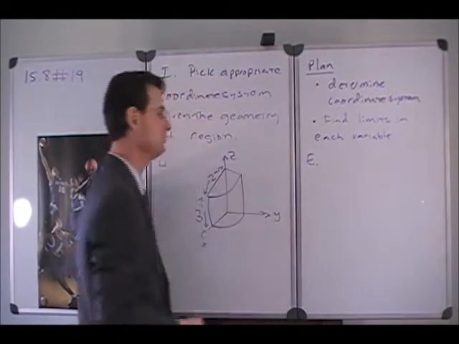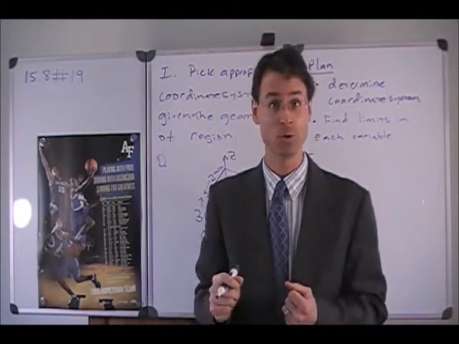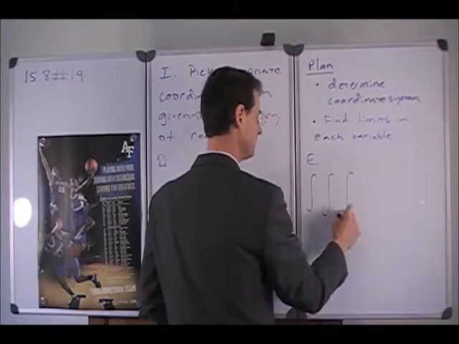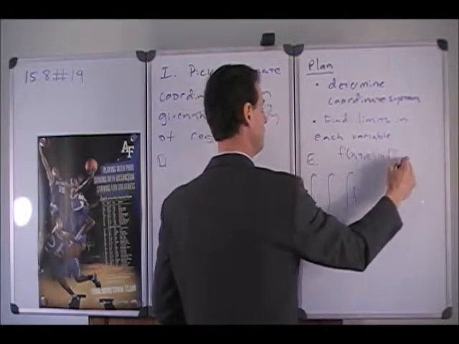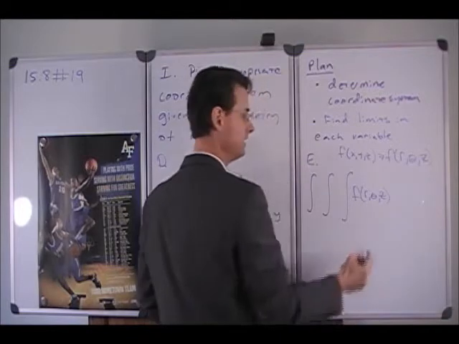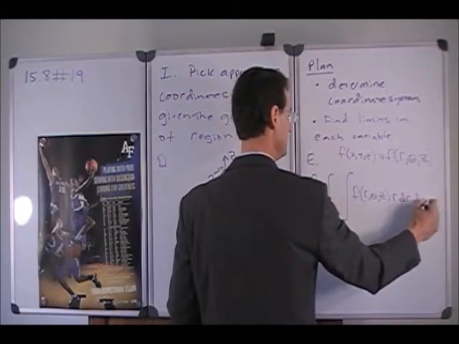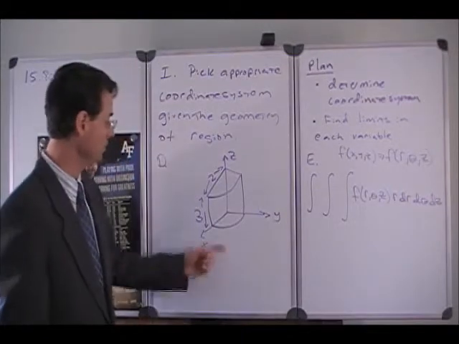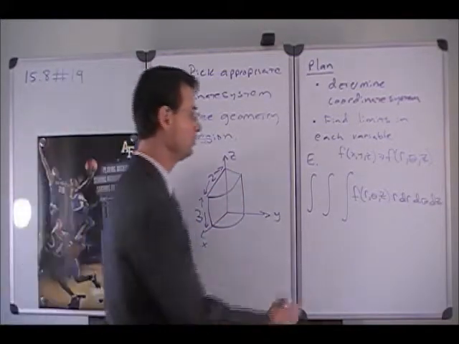All right, now evaluating or executing our plan. Since it's a quarter of a cylinder centered on the z-axis, the cylindrical coordinate system is particularly appropriate. So in cylindrical coordinates, we'll set up our triple integral, and f of x, y, z we would have to convert to f of r, theta, and z. And the volume element dV in cylindrical coordinates is r dr d theta dz. And since we're integrating over the variable r first, we think about r going from the z-axis, which is r equals 0, out to the edge of the region here, which is r equals 2.